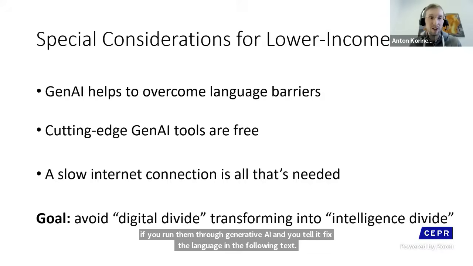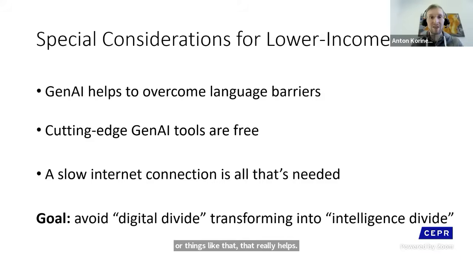I will also focus on which of the cutting edge generative AI tools are free. And the good news here is that, in fact, two of the three most advanced systems offer free access, and that's really good news. And ultimately, if you are following us here on this live webinar, that means your internet connection is already way better than what you need to interact with generative AI that is text-based. A slow internet connection is really all that's needed to interact with a system like ChatGPT.